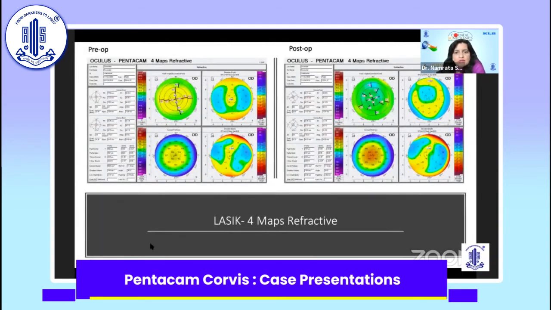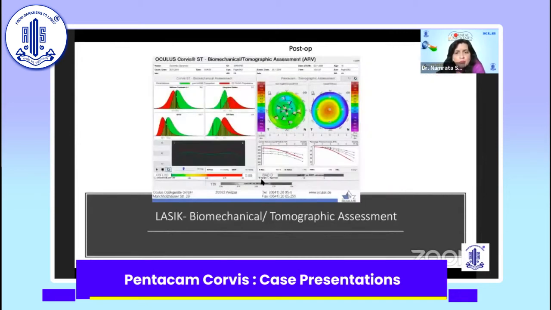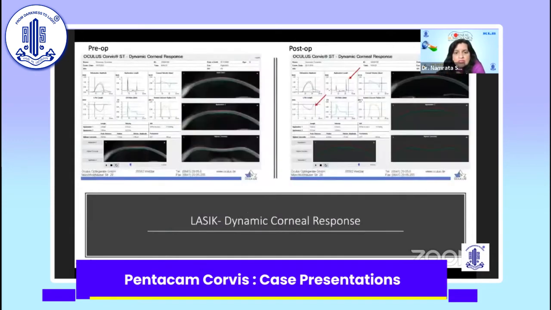On the other hand, if you look at the LASIK maps, you can see that the cornea becomes flatter. The posterior pachymetry also decreases. The posterior back elevation remains almost the same, and the anterior elevation is the one which changes. And if you look at the post-op picture here, the CBI-LVC biomechanical tomographic assessment will show that the CBI is 0.0 in this case.